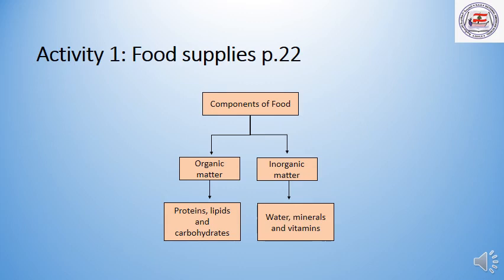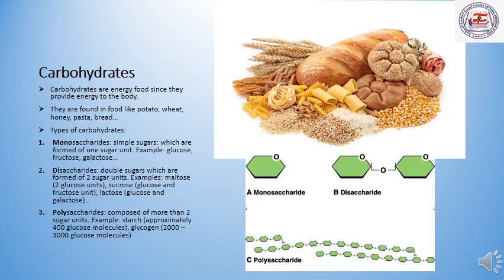Components of food are divided into two types: organic matter and inorganic matter. Organic matter, for example, proteins, lipids, and carbohydrates. Inorganic matter is water, minerals, and vitamins. The first type of organic matter is carbohydrates. Carbohydrates are considered to be energy food since they provide energy to the body.